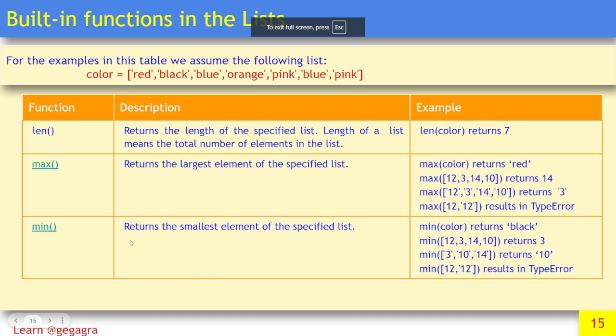And the fourth one is integer 12 and string 12, so it raises an error. Why does it raise the error? The reason is the same, because you cannot apply the less than sign between an integer and a string. So these two items cannot be compared, and it raises the error. Now let's move to another function.